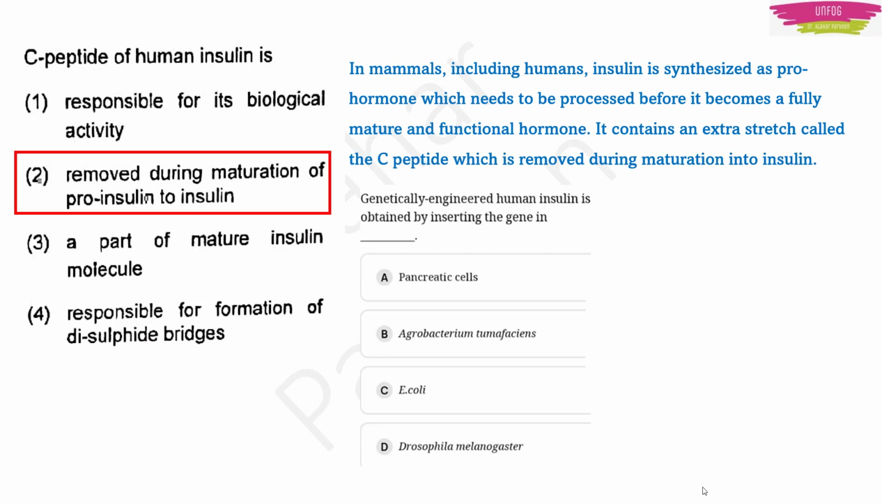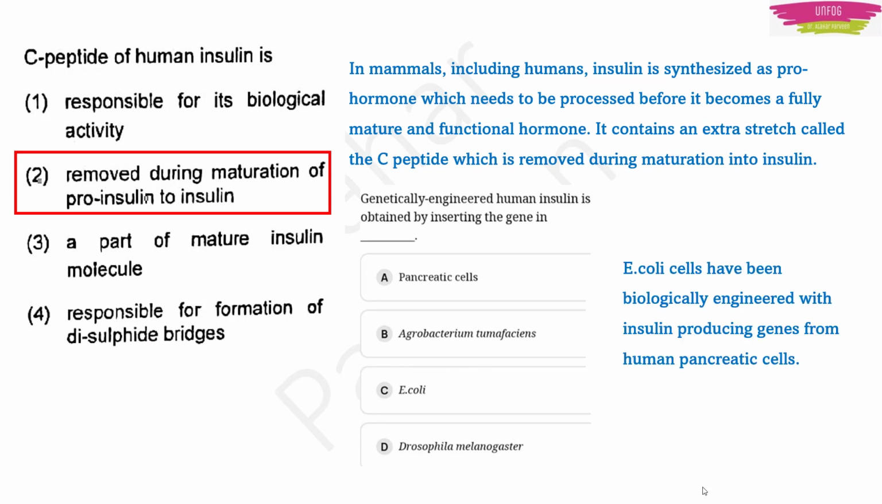This time this type of question may be asked. Genetically engineered human insulin is obtained by inserting the gene in which cells? That is E. coli cells. They are the cells which have been biologically engineered with insulin producing genes from human pancreatic cells. So option C is the right answer.